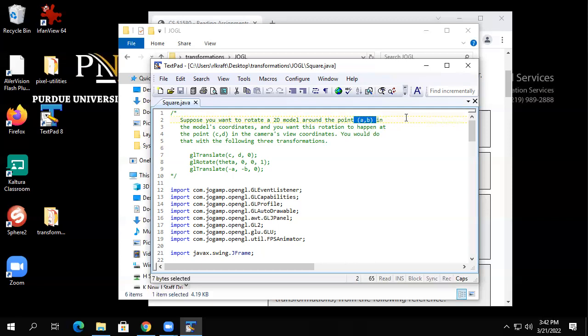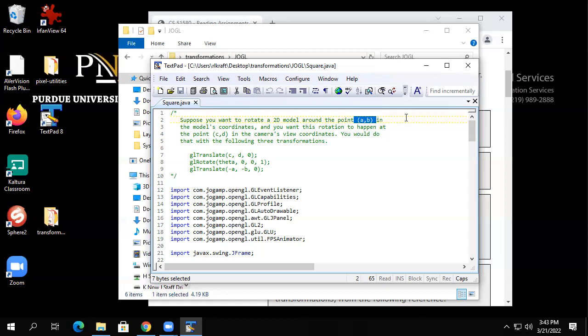Now the tricky part is the order. In words I say the following: take AB, move it to the origin, rotate around the origin, then take the origin and move it over to CD. But the code is going to be written the other way. Why is the code written that way? Well, if I write a formula for it, it's a little bit easier to see.